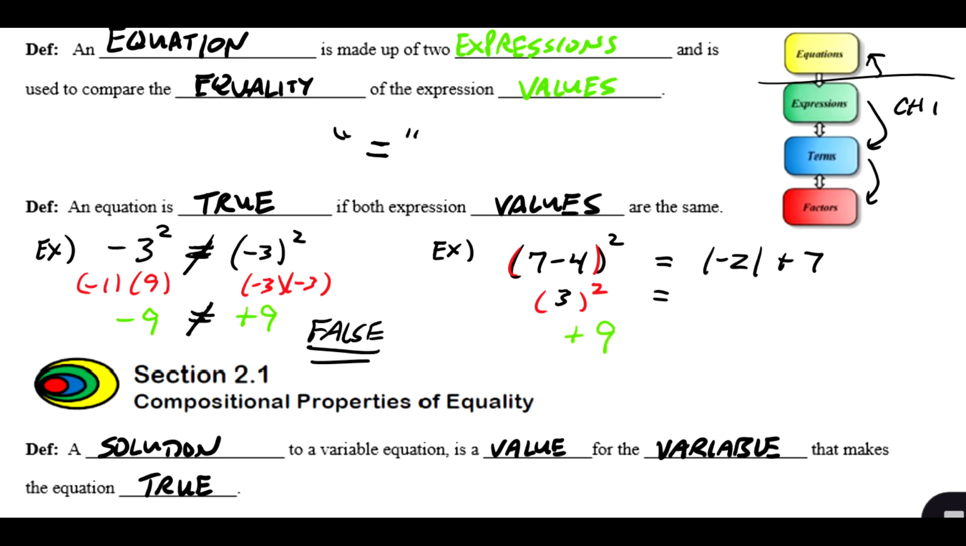On the right side, I have two terms. The first term is the absolute value of negative 2, which is positive 2, and then I have a positive 7. And if I combine those two terms together, I get an expression value of positive 9. So this equation is actually true. I just want us to realize that an equation is made up of expressions, so it's our next level of composition, and an equation needs to be justified, whether it's true or not.